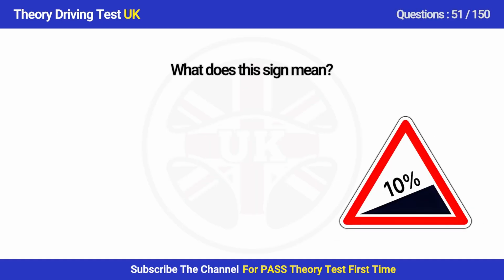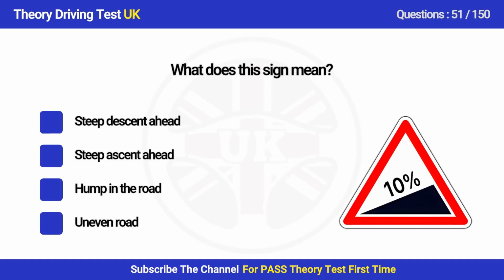Question 51. What does this sign mean? A. Steep descent ahead. B. Steep ascent ahead. C. Hump in the road. D. Uneven road.